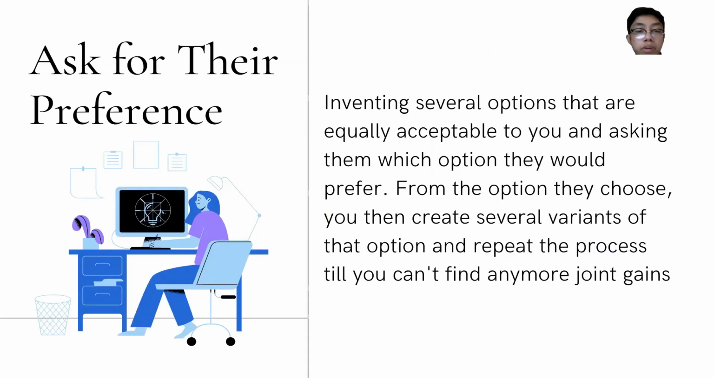The third method is to ask for their preference. To easily describe this, imagine there are two parties, party A and party B. Party A would have to come up with, for example, three choices that they would then present to party B. And out of these three choices, party B would have to choose which one they would prefer the most. From that choice, for example, they choose option one. And from that option one, party A would have to create several variants of that option and keep on repeating the process until they find the most suitable option.